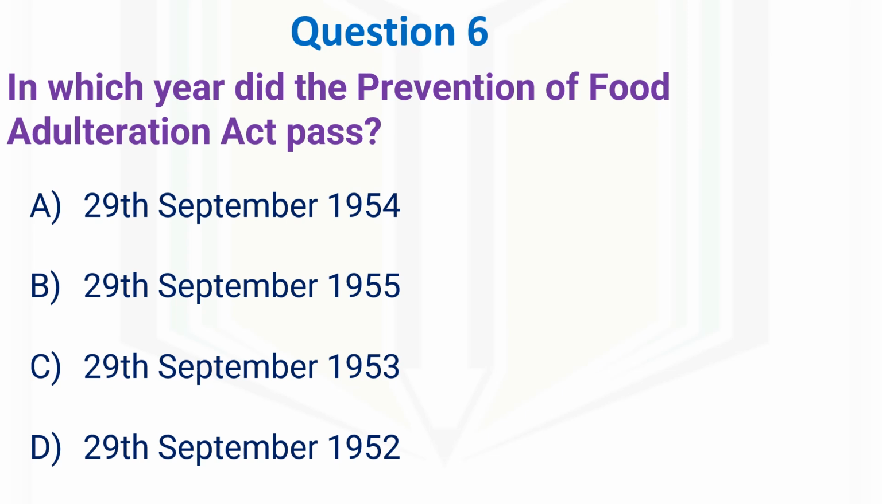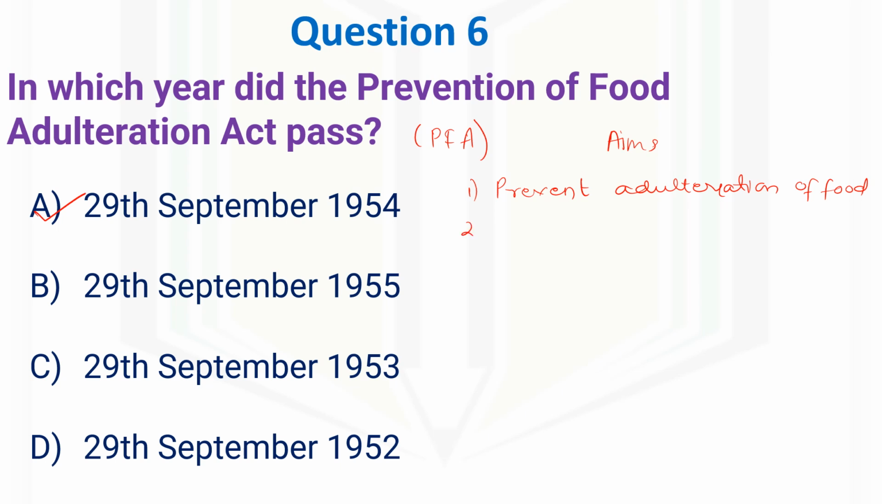Question number 6. In which year was the Prevention of Food Adulteration Act passed? This is also called the PFA Act. Options are 29 September 1954, 1955, 1953, 1952. And the correct option is option A, 29 September 1954. So what is the PFA Act? It is the Prevention of Food Adulteration Act, and the aims of this act are, firstly, to prevent adulteration of food.